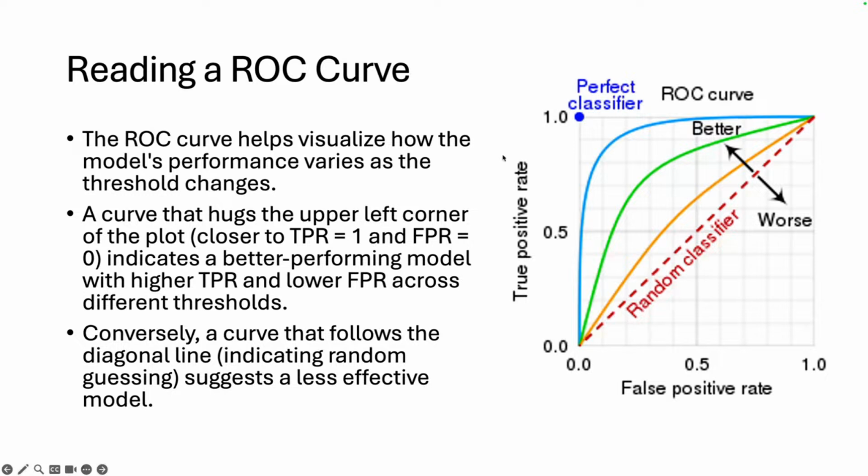So the ROC curve helps us generalize the model's performance as it varies across these different threshold settings. A curve that hugs the upper left corner of the plot indicates better performance, with higher true positive rates and lower false positive rates across these different thresholds. So this is how you would read and interpret the ROC curve. You're only going to have curves, by the way, above that random line. You're not going to have curves that are below that random line.